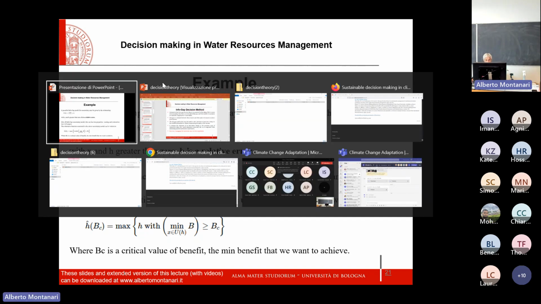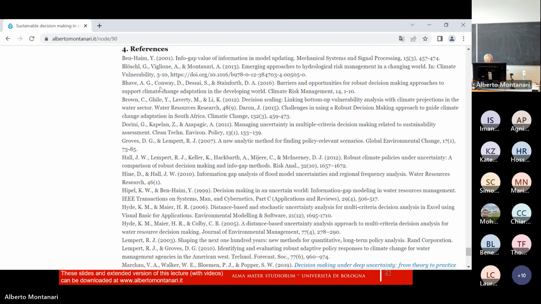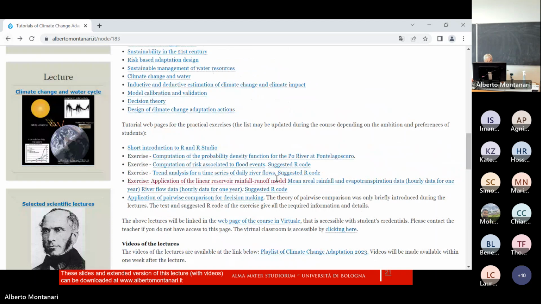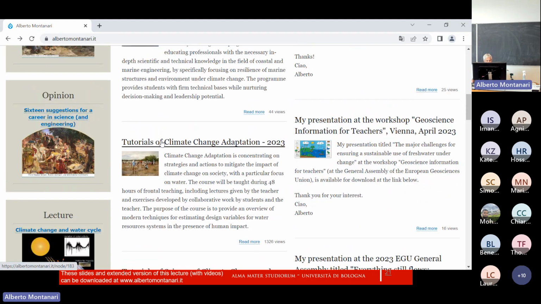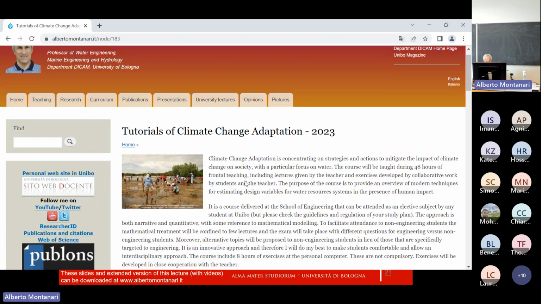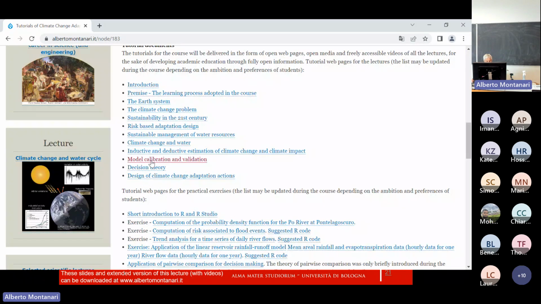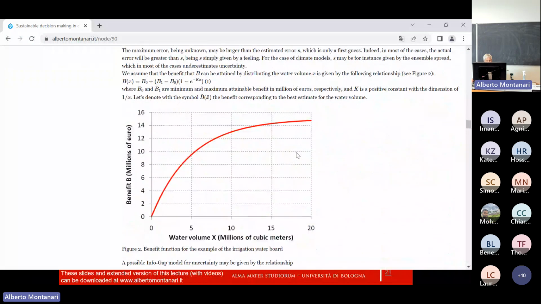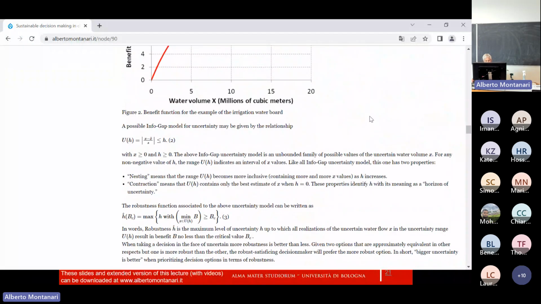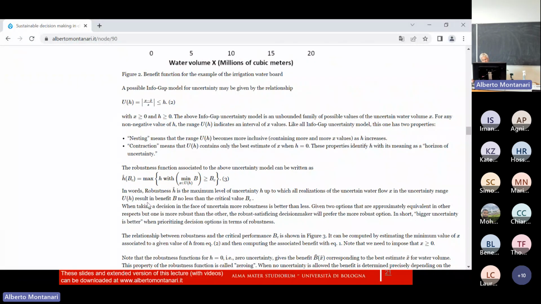Let me see if it is already linked there. Let me see. No, I didn't put it there. So basically, the exercise is explained here, with these figures. Just one second.